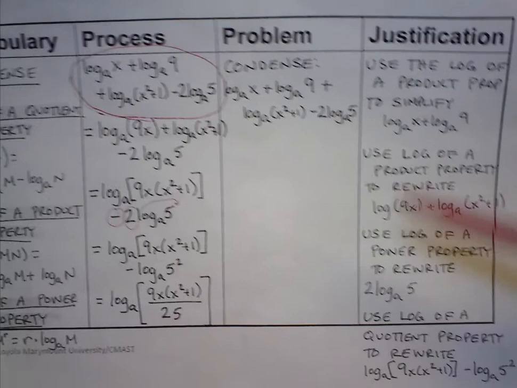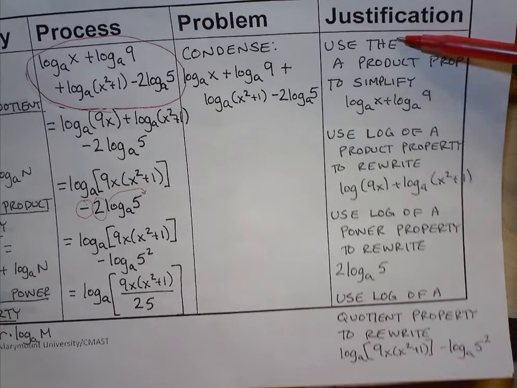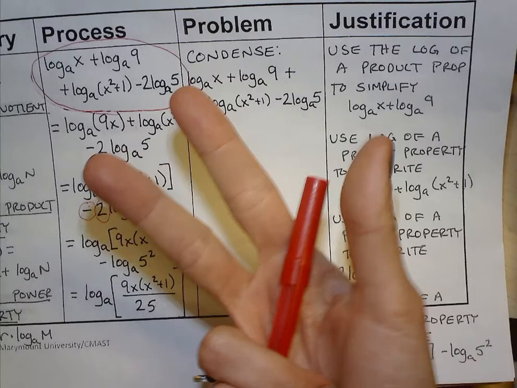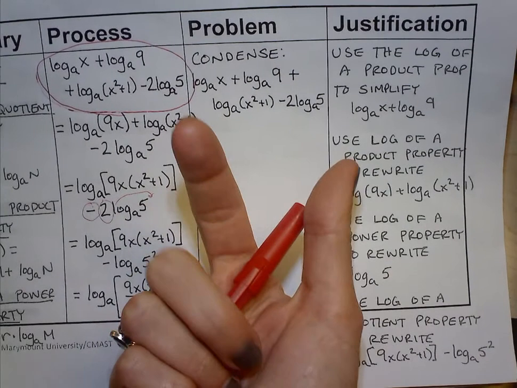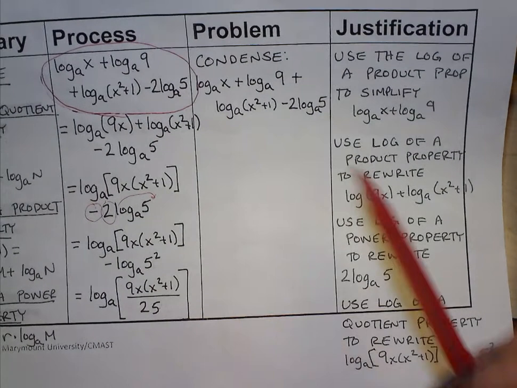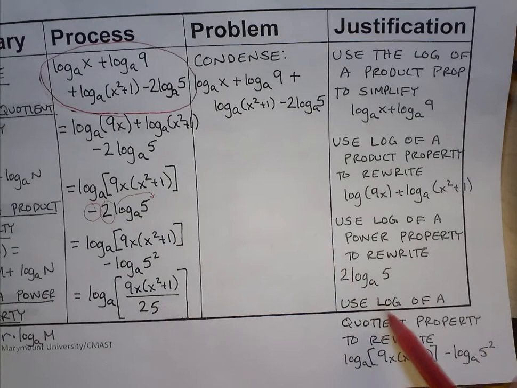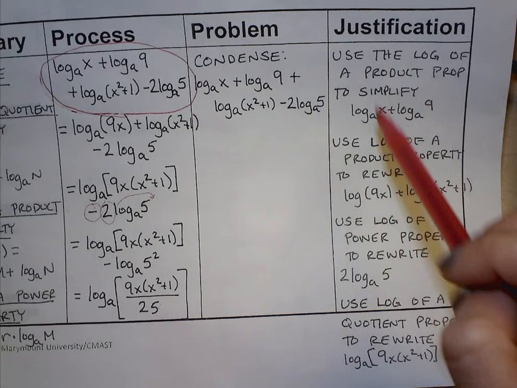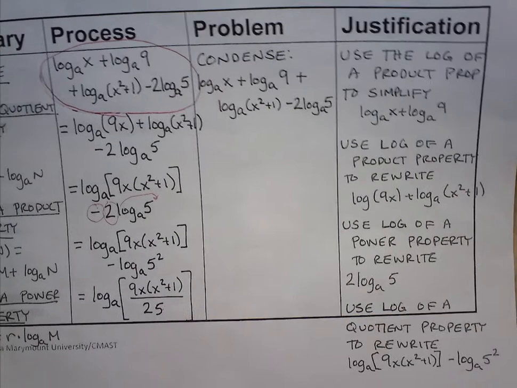Alright, in this right-hand column, this justification, I justified all of my answers with the three properties that we went over: the product property, the power property, and the quotient property. On Illuminate, a lot of questions require you to justify your answer, so you're going to have to use those three properties to prove how you condensed or how you expanded the logarithm.